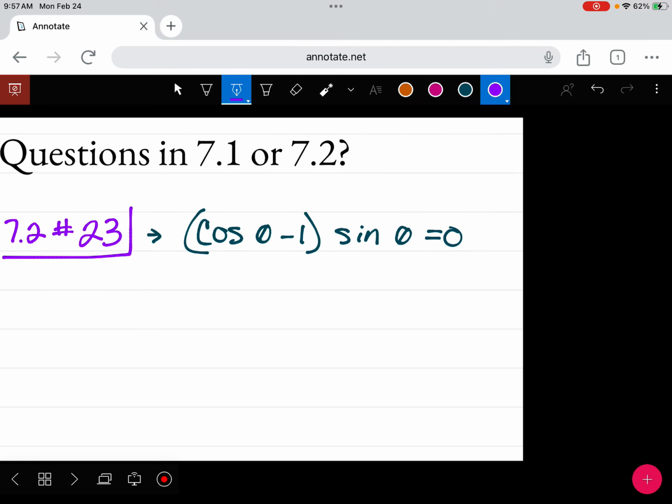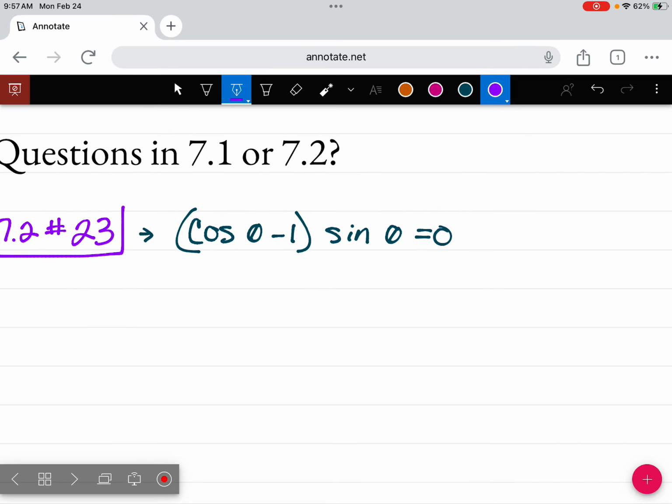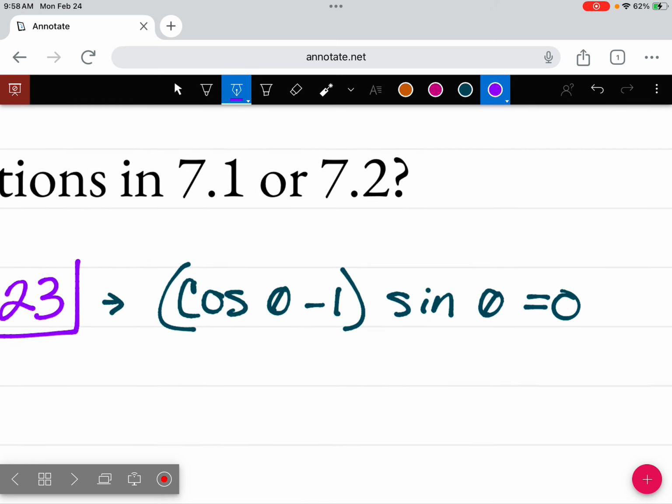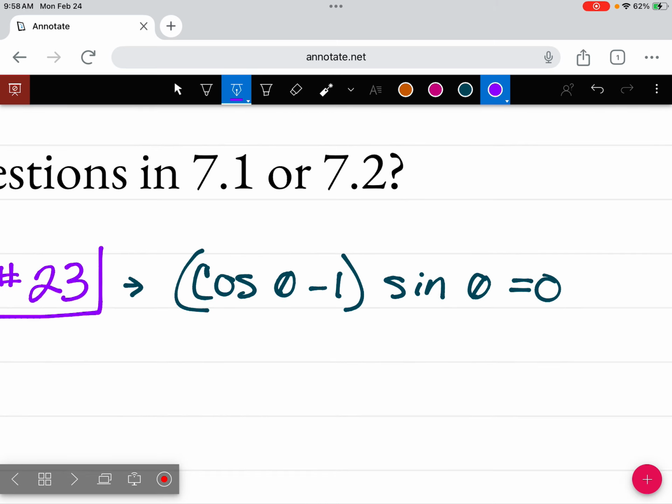So this is the first one I've heard asked for us to go through. And this one is set up for us already in a factored form. Like this could have been given to us harder. This could have been cosine theta sine theta minus sine theta, where we had to then factor it.